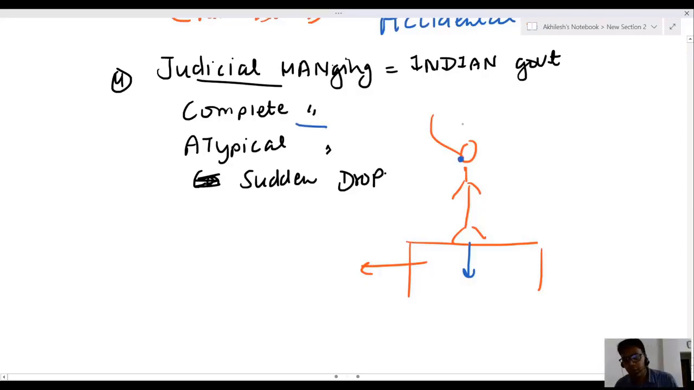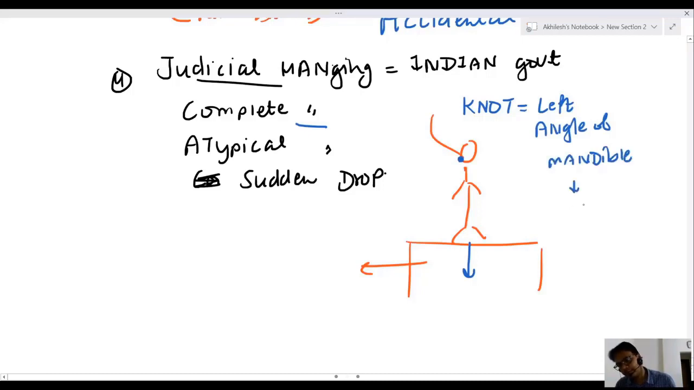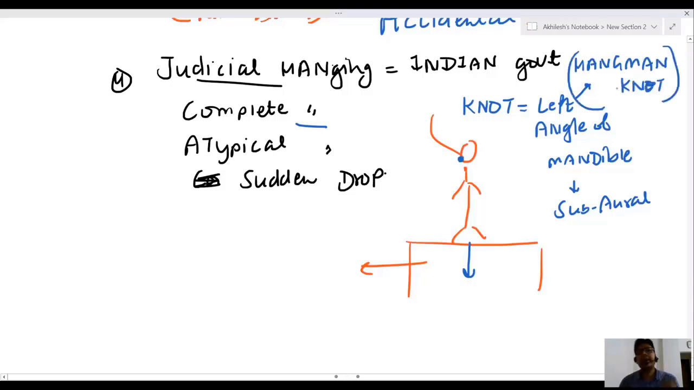Atypical hanging. Sir, because in judicial hanging the knot is present on the left angle of the mandible, just below the ear, suboral. This area, the left angle of mandible or lateral part of the neck. Here it is fixed, the left side. This is known as the hangman knot. Left angle of mandible, it is fixed here. This is known as the hangman knot. So what happens? This creates pressure.